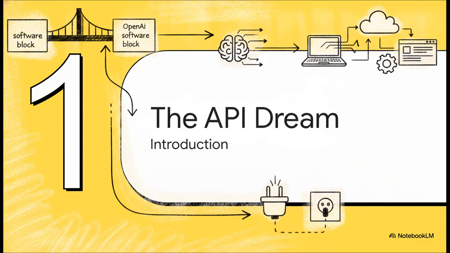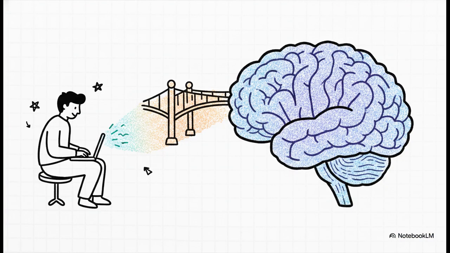Section 1, the API dream. Think of an API, an application programming interface, as a bridge. It literally lets your software talk directly to OpenAI's brain. You aren't just limited to chatting in a web browser anymore. You're actually plugging that raw AI capability straight into your personal projects, your websites, and your daily workflows. And like we said, you do not need to be an expert programmer to cross that bridge.